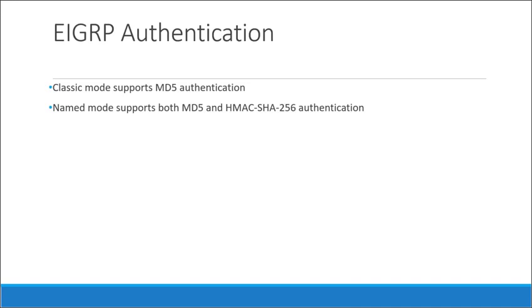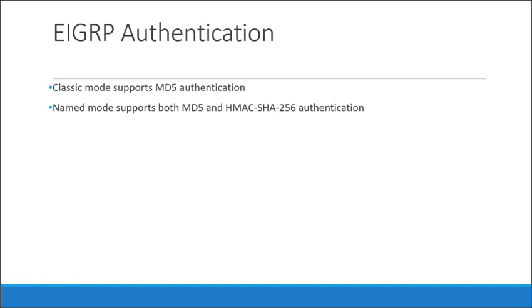So with EIGRP authentication, what we want to do is maintain a stable routing topology. We want to ensure that a router can't be added to our network that causes a loop or redirects traffic. Basically, it changes our routing tables in a way that we don't want to have happen, whether that be an accidental introduction or someone does it on purpose to cause issues on your network. So we configure authentication as a basic level of security for our EIGRP updates.